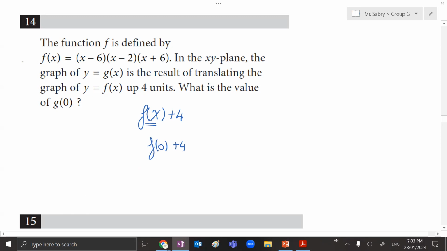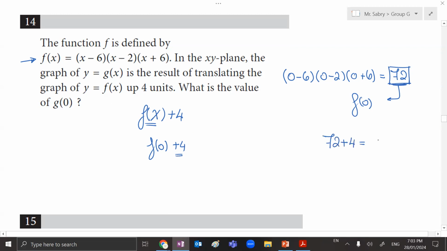ازاي أجيب f of 0؟ هروح للفانكشن اللي اسمها f. I'll substitute 0 instead of every x and I'll calculate on a calculator what the answer is. The answer would come out as positive 672. طيب, so what is this now? This is the f of 0 اللي أنا جبتها. Now g of 0 is basically f of 0 بس translated 4 units up، يعني اتعمل لها plus 4. So همسك الـ 72 دي نفسها وأعمل لها plus 4 and the answer would be 76.